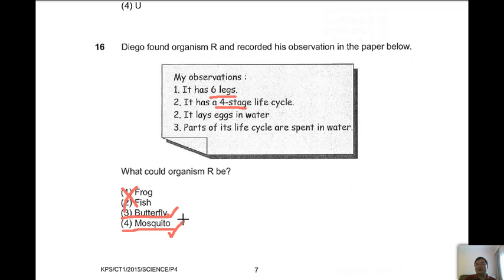Now, how do you know? You can actually see some of the stages in the examination paper. Egg in the water, you only know it's mosquito. So this is wrong. 3 is not right. The answer is 4. Right, that is all. Then let's continue.